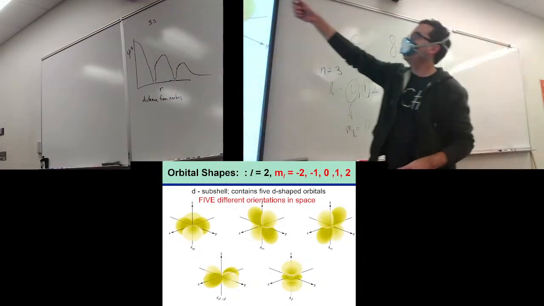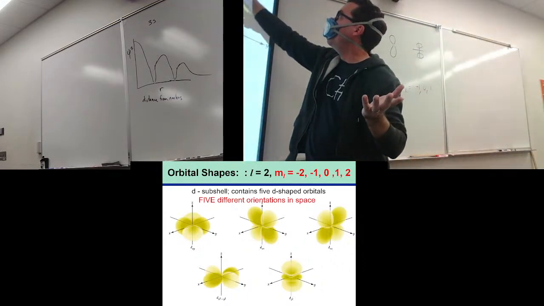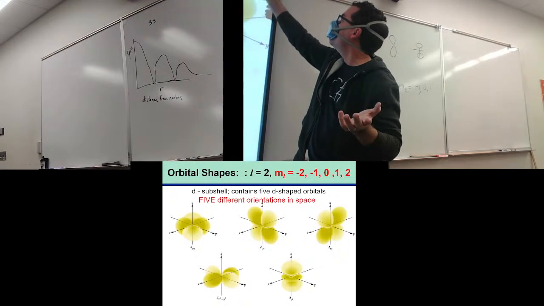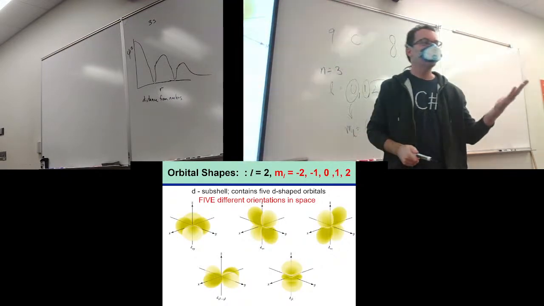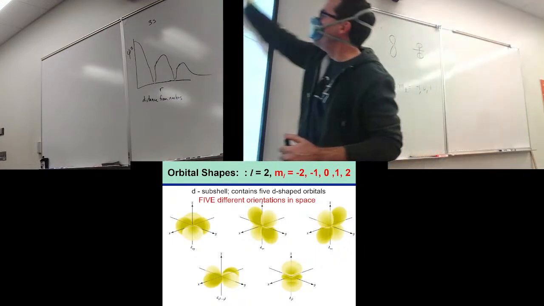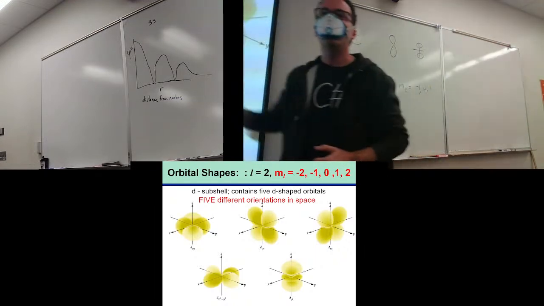Right? For L is equal to 2, that's a d orbital. The possible m sub L's are -2, -1, 0, 1, and 2. 5 numbers, which means 5 orientations. I don't know which one is which, but these are the 5 orientations.